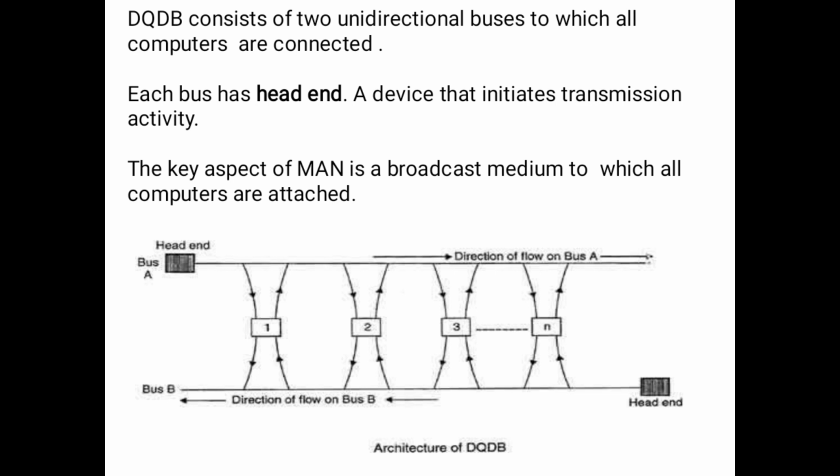Here the DQDB consists of two unidirectional buses to which all computers are connected. Each bus has a head end, a device that initiates transmission activity. The key aspect of a MAN is a broadcast medium to which all computers are attached. See in the diagram here, bus A and bus B. Here is the direction of flow on bus A and the direction of flow on bus B. This is the architecture of the DQDB. Nodes 1, 2, 3 and so on up to N can transfer data by using the DQDB. It is unidirectional.